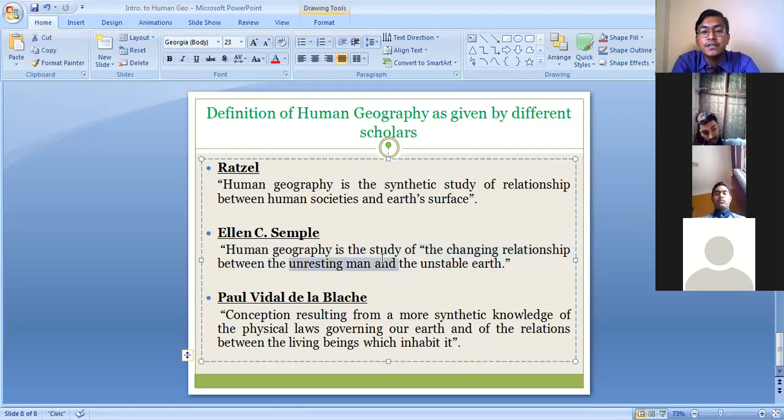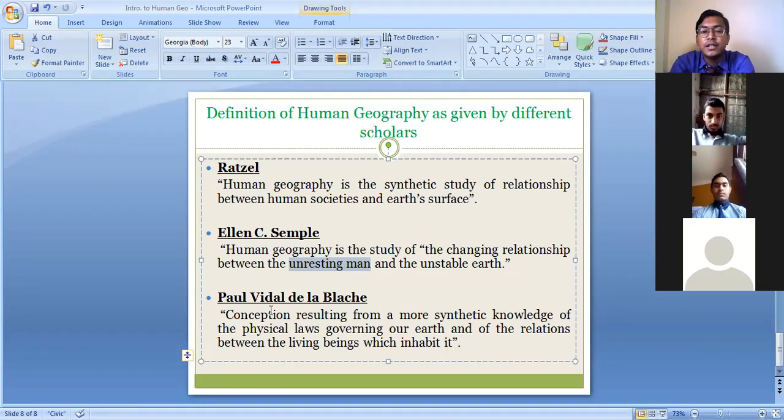between the unresting man. The human beings, the human society, is also evolving day by day. They are advancing in terms of technology. In the earlier period, our technological development was nil. We did not have any kind of technological development in the earlier period. When human beings started understanding natural phenomena, with that understanding we started developing technology. And with this technology, we went on changing the physical environment, the surrounding environment.